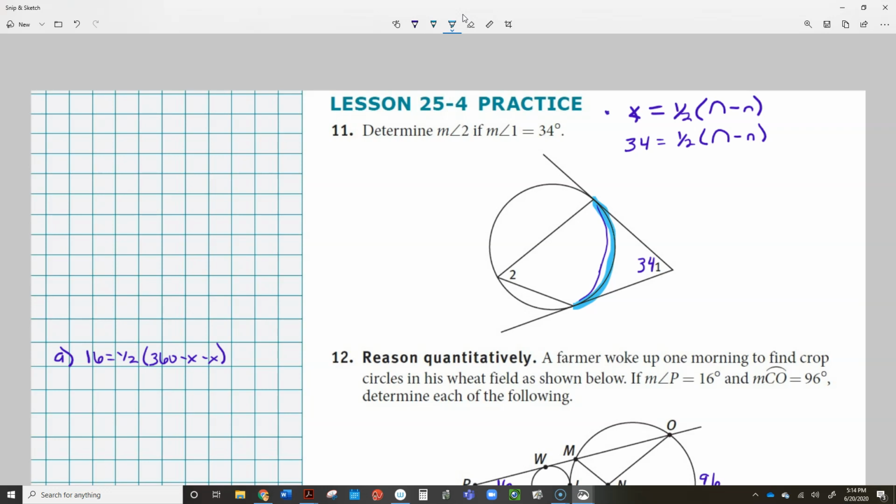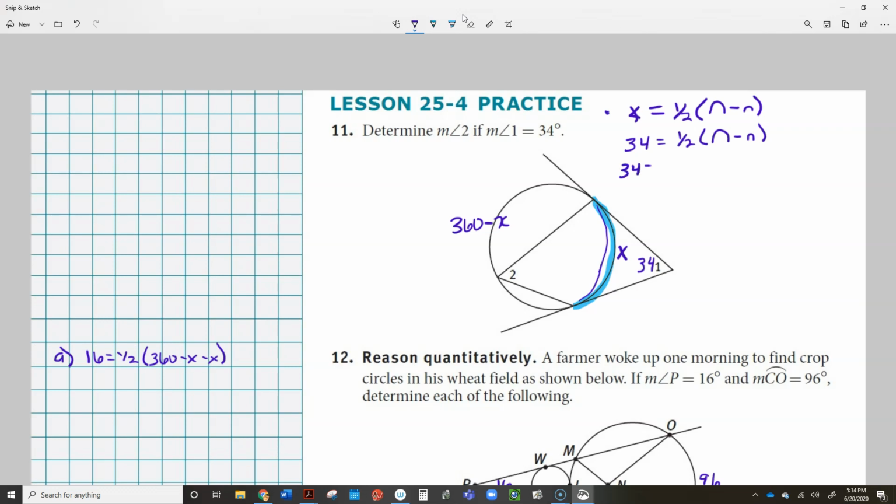So since that's the one that I want so that I can find angle 2, I'm going to make this easy and call this measurement X. The reason I call that X is because now I can call this one 360 minus X. I could have done it the other way around, but then if I called this one X, this would be the one I'd be finding and I'd have an extra step to do. It doesn't matter though. You could do it.